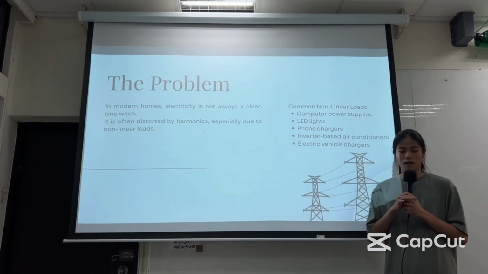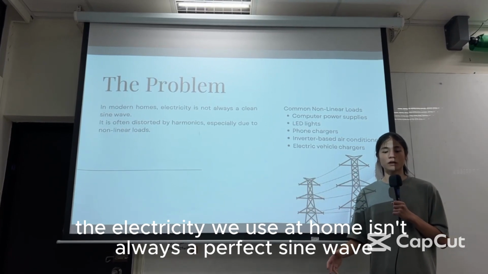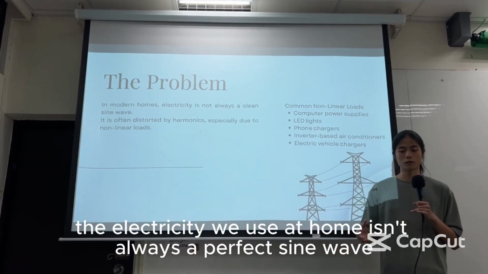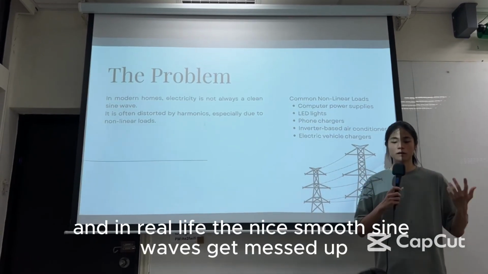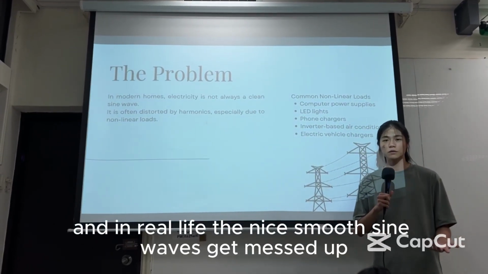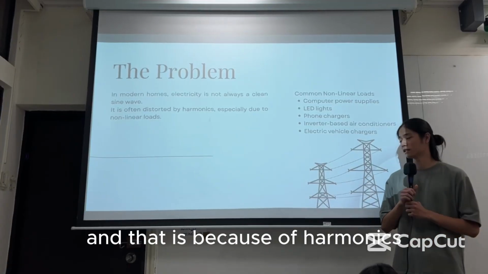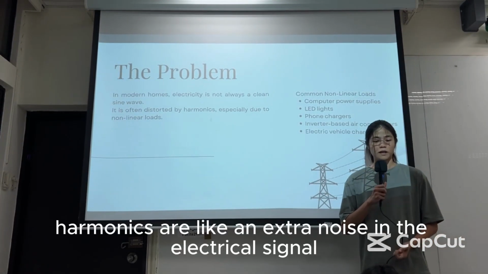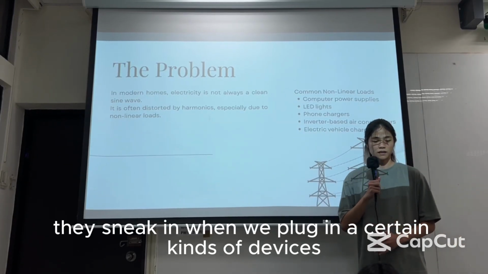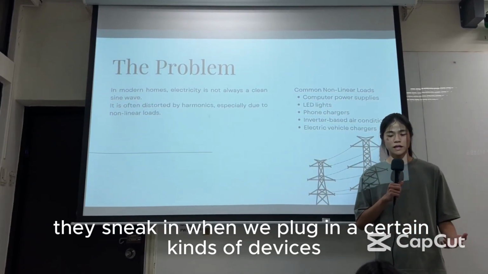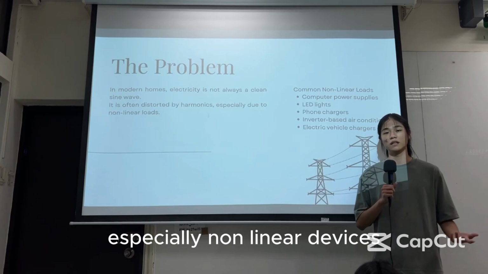So here's the thing. The electricity we use at home isn't always a perfect sine wave like we see in textbooks because, well, this is real life. And in real life, the nice, smooth sine waves get messed up, and that is because of harmonics. Harmonics are like extra noise in the electrical signal. They sneak in when we plug into certain kinds of devices, especially non-linear ones.